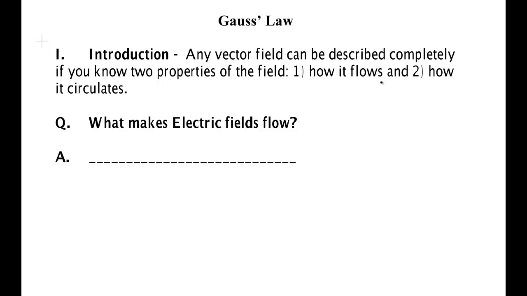Any vector field, force field vector, electric field vector, magnetic field vector, water velocity vector, any vector field, that is, any function of space and time where each point in space is a vector, we call a field. Any such field that is a vector can be described completely if you knew just two attributes about it. One is, does it flow? Does it radiate outward from some point? And the second property is, does it circulate?